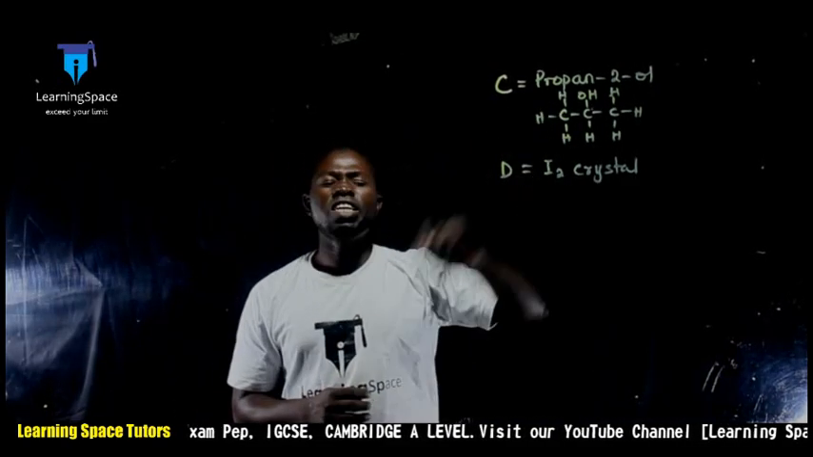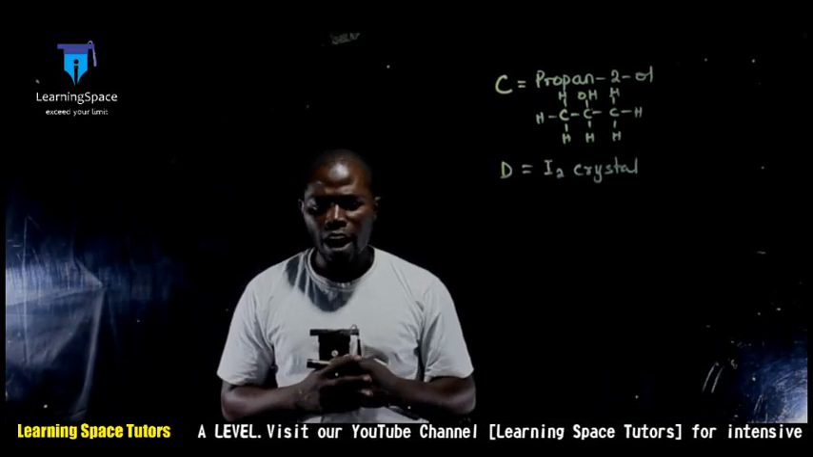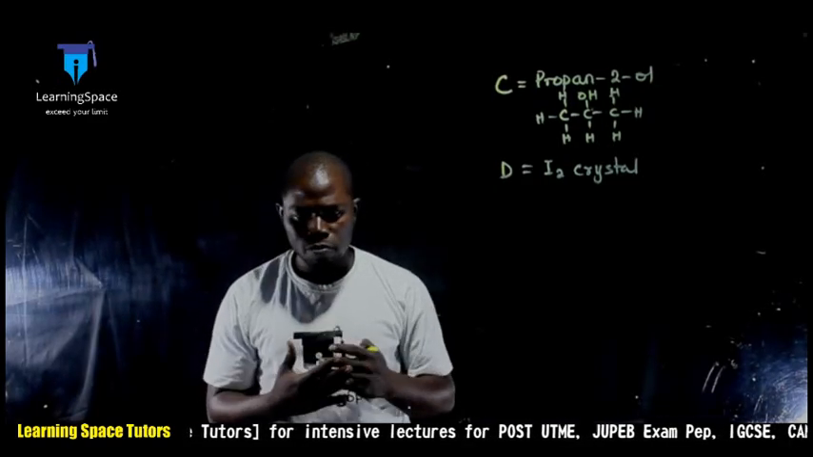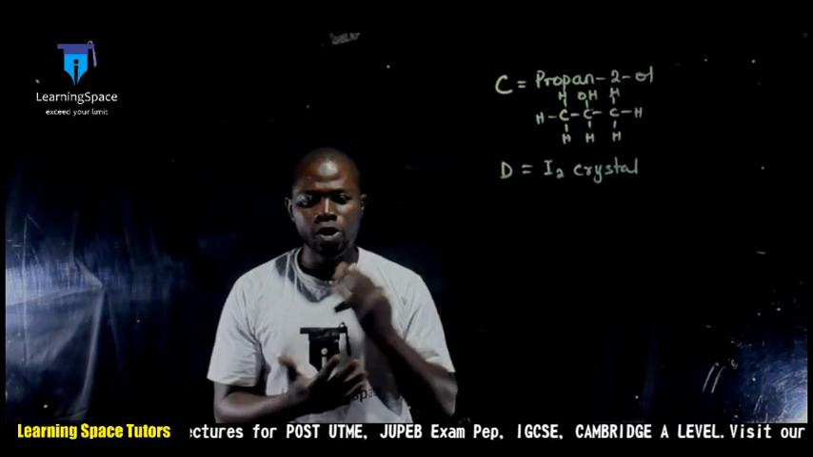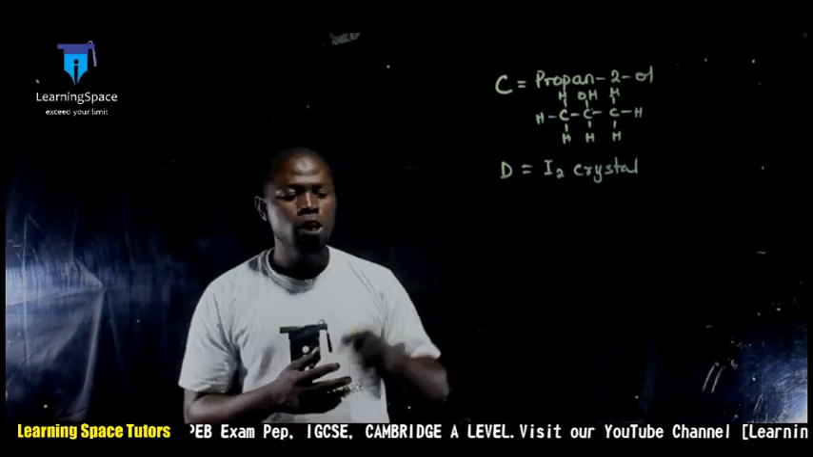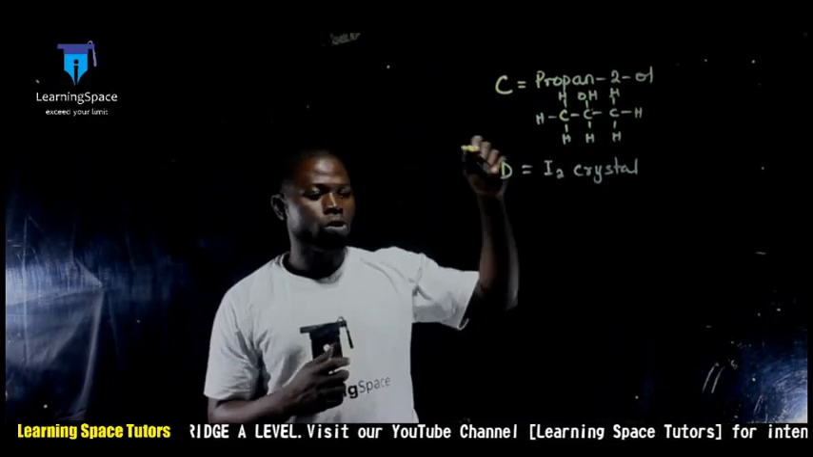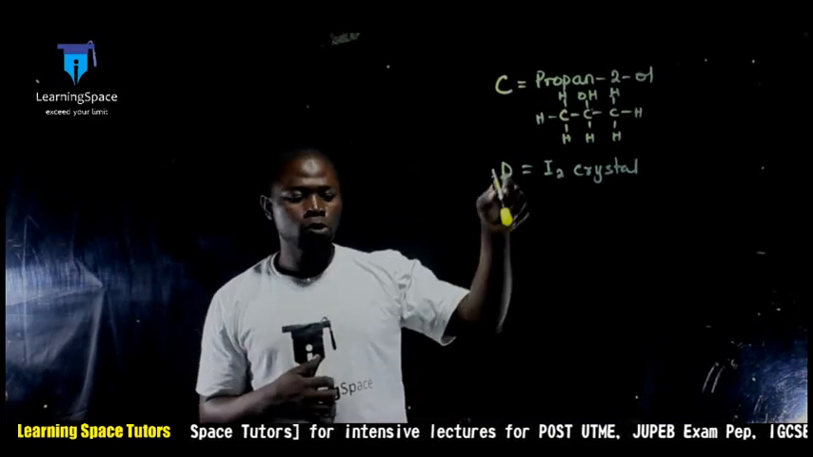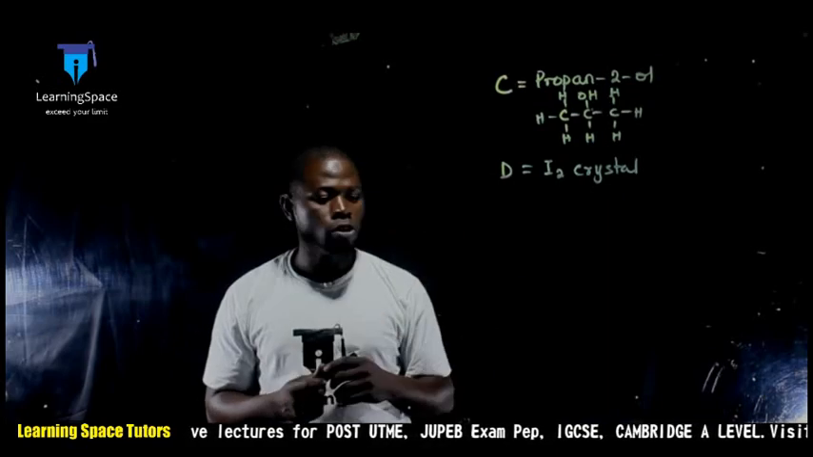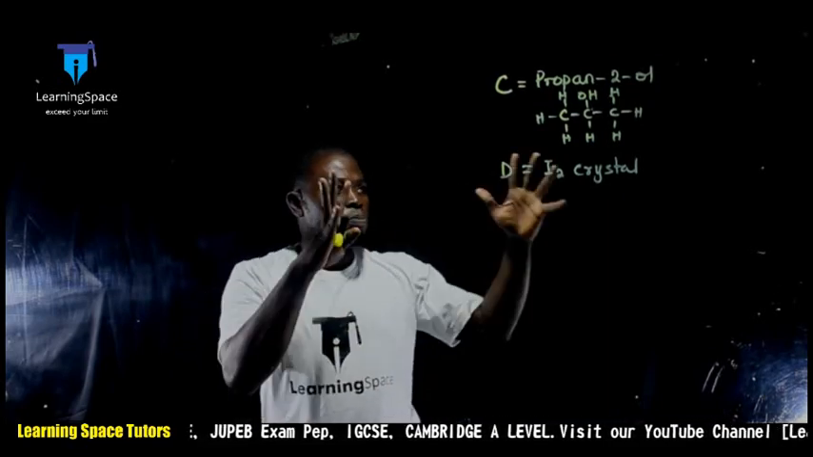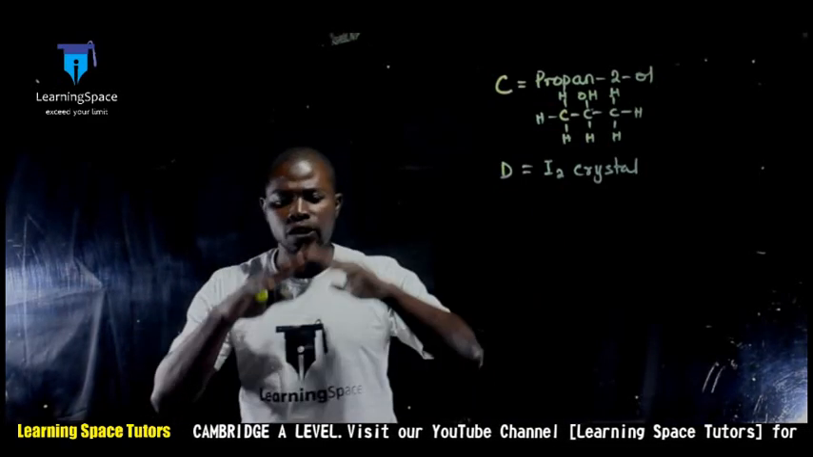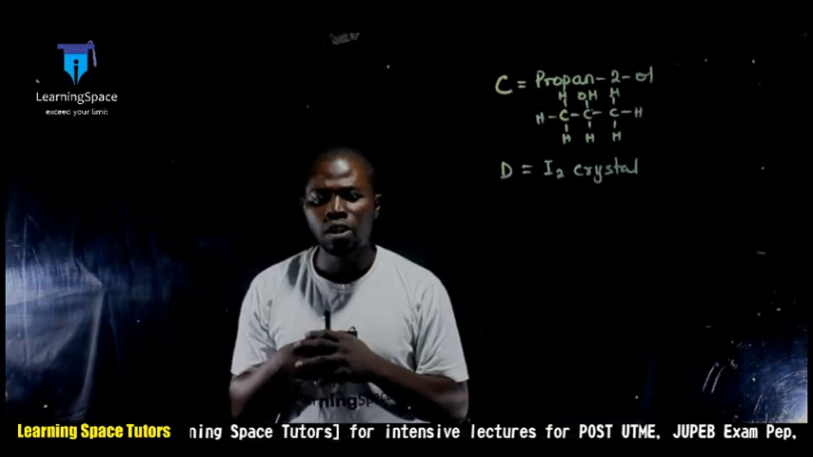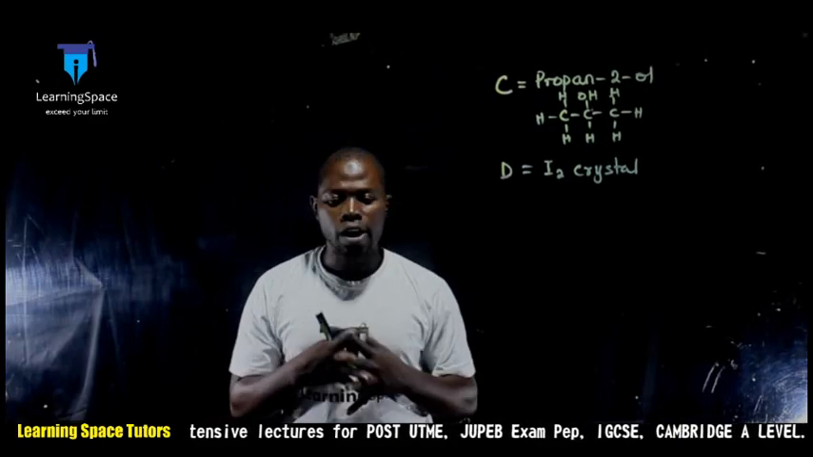If C is propan-2-ol, alcohol generally, they are neutral solutions, so they have a neutral effect on litmus paper. If you test it with blue litmus paper or red litmus paper, you are not going to see any color change. So in your observation, you are going to write there is no color change. I'm going to present the table to you, how you are going to present your answer in the exam. Like I told you, this is a revision question, and it's just to enable you to know how to answer these questions.